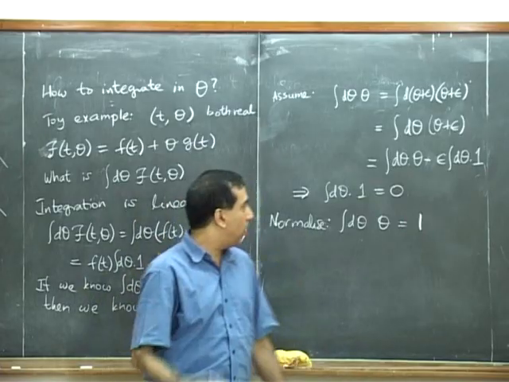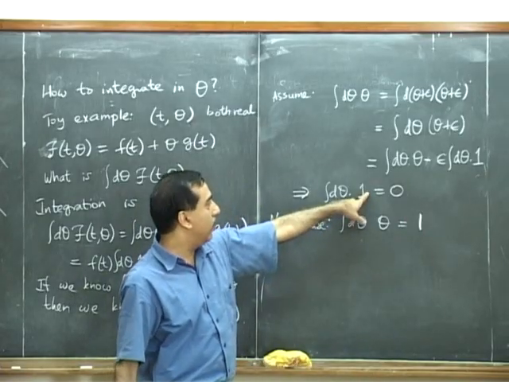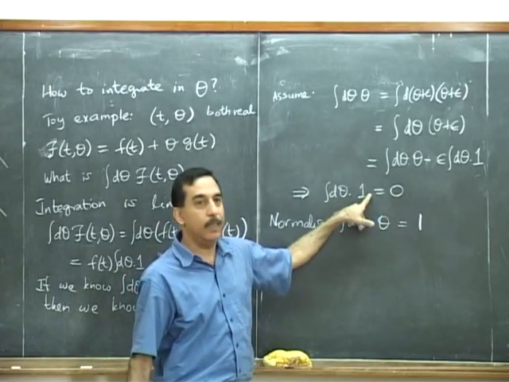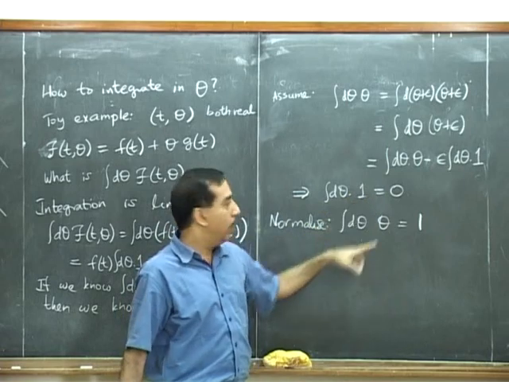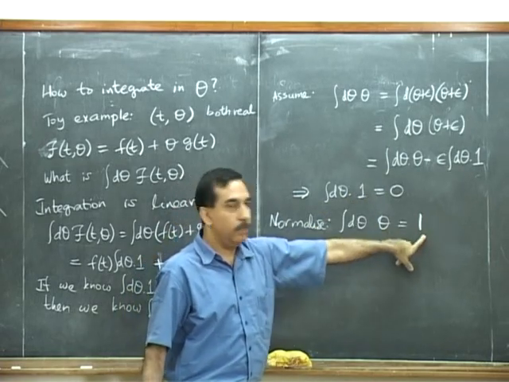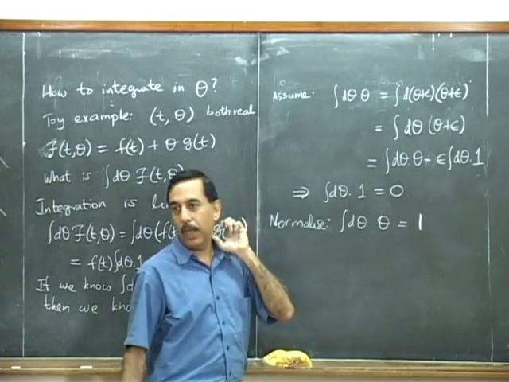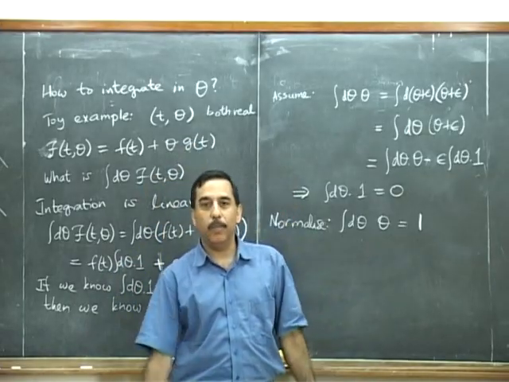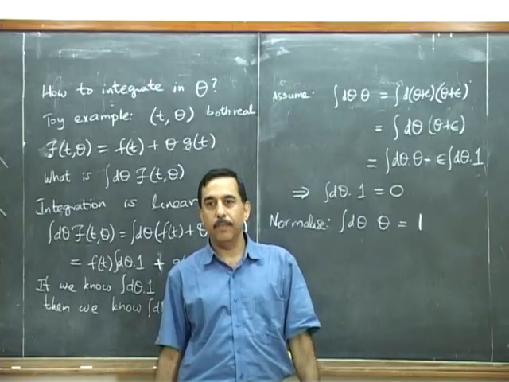Okay, so integral d theta of 1, this 1 need not have been put in. Integral d theta of a theta-independent quantity is 0, while integral d theta of theta itself is 1. Okay, now I had one real theta, but if I extend this to two complex thetas, nothing really changes.